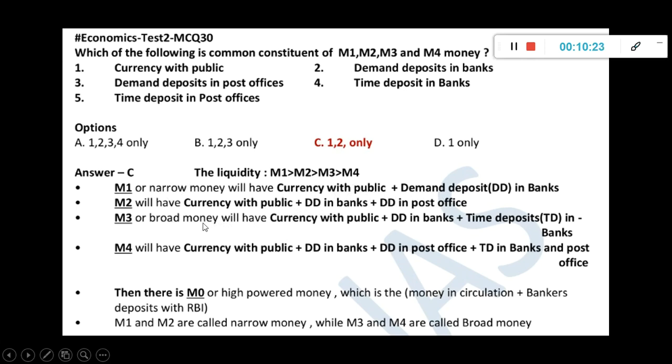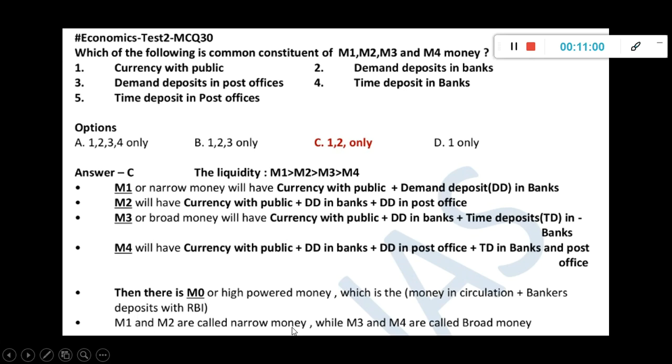And M3 is broad money. This is narrow money and this is broad money, which will have currency with public plus DD in banks plus time deposit in banks. So now the post office section is not there, it's only banks, but this time you're taking the time deposit also. So that is M3. And then M4 is currency with public, DD in bank, same thing, and then DD in the post office, TD in banks and post office. You know, time deposit can be put in banks and post office. So the post office section also comes. So everything comes in M4. Then there is M0 or high powered money, which is the money in circulation plus bankers' deposit with the RBI.